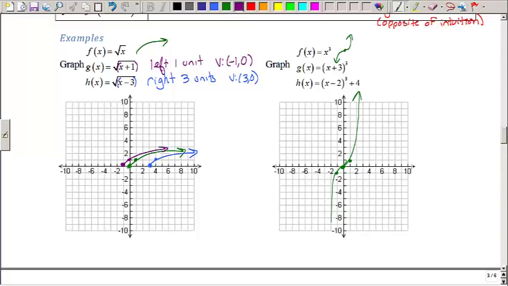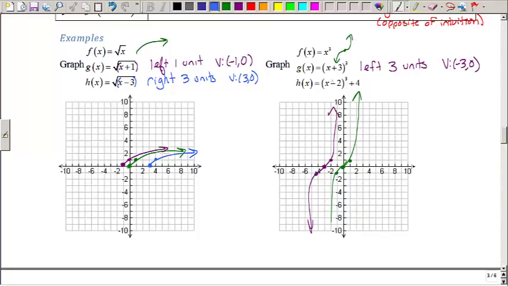g of x is equal to x plus 3 quantity cubed. Again, it's a cube function, so I still am using the same parent function, but this time I'm adding 3 to the inside. Adding 3 is opposite of what you might think. It's left 3, and that's a shift left 3 units. My new vertex is going to be at -3, 0. If I shift over the key points left 3 units, I can sketch my cubic function.